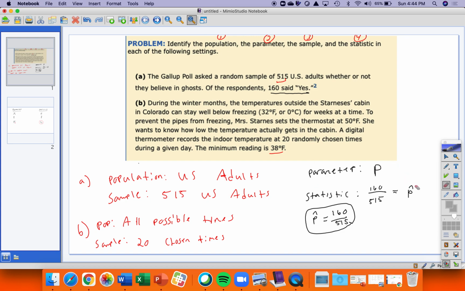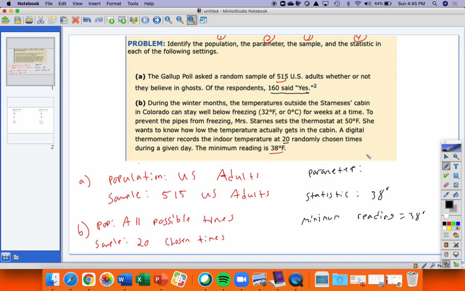All right. And then we're looking for our statistic and our parameter. The statistic that they give us is the number 38 degrees. And what is that? It's the minimum reading equals 38 degrees. There's no fancy symbol for minimum reading. We just write out minimum reading. And that is a statistic because that's the coldest reading from the 20 randomly selected times in a day. So it's the coldest reading for my sample.